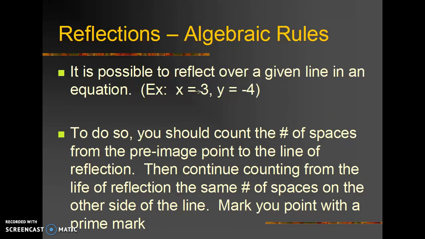It is possible to reflect over a given line in an equation such as x equals 3 or x equals -4. We will not get into that too much. That'll be something that you do later on in Algebra 1 and Algebra 2 in geometry. To do so, if you have to reflect over another line, you're going to count the number of spaces from the pre-image point to the line of reflection, then continue counting from the line of reflection the same number of spaces on the other side of the line. Mark your point where you start and make sure it has a prime point.